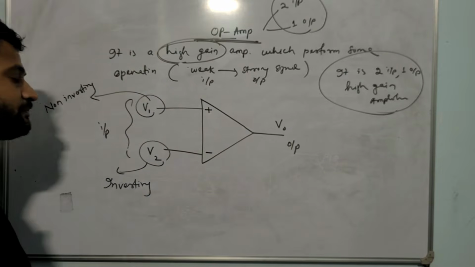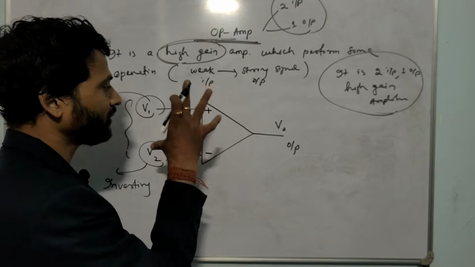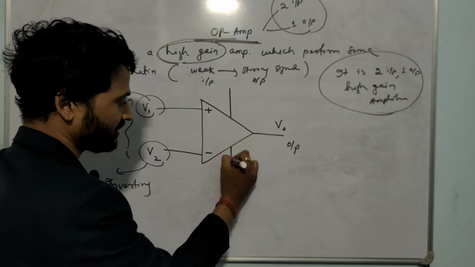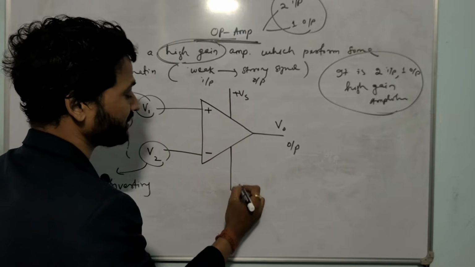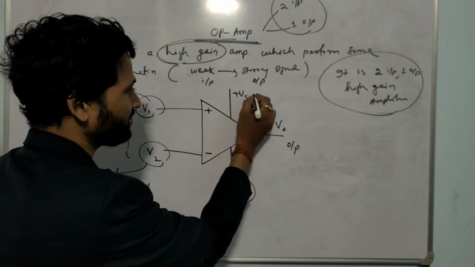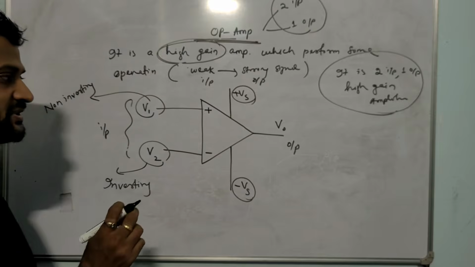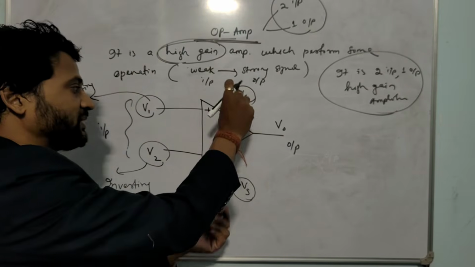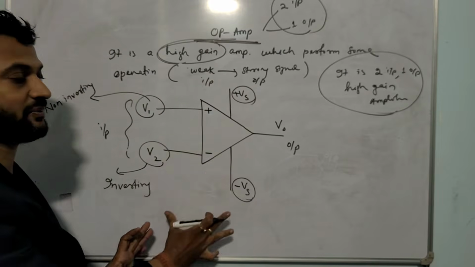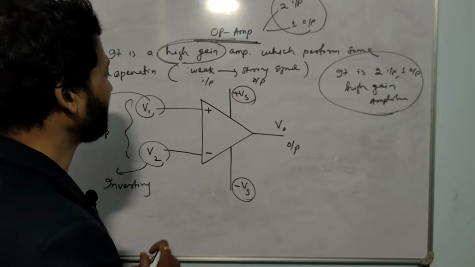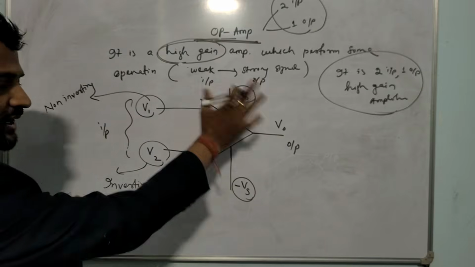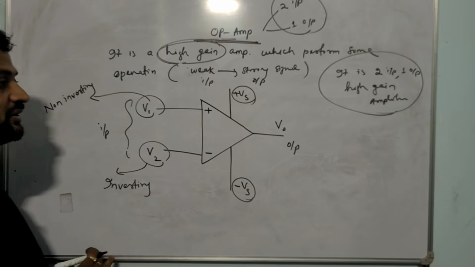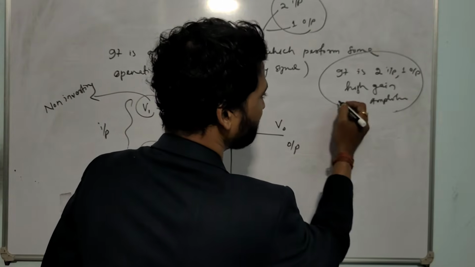Clear? Next, for proper functioning of the operational amplifier we need to give a power supply. If there is no power supply, how will it work? Power supply must be there, otherwise it will not work. One is plus Vs, the second is minus Vs. Power supply should be given to the operational amplifier for proper functioning. I think you now have a basic idea of the basic constructional features. Now the point is how it works.